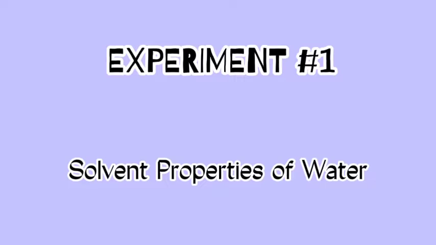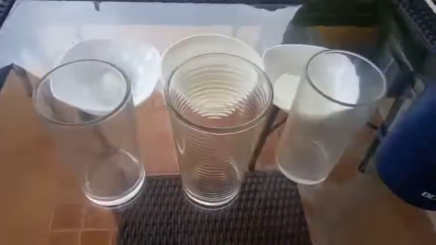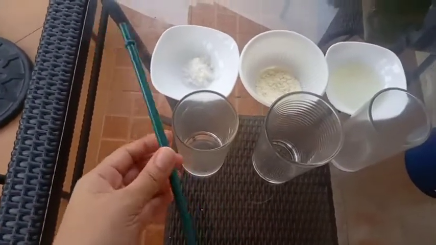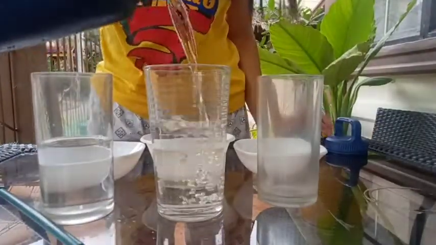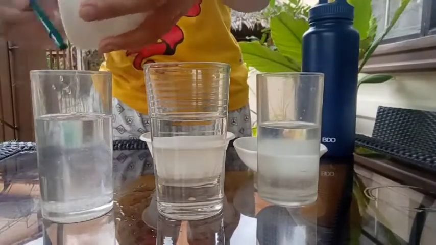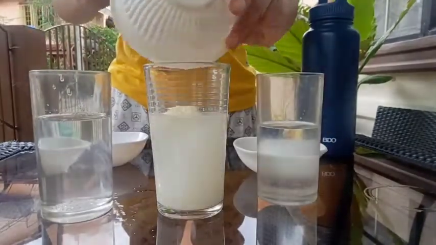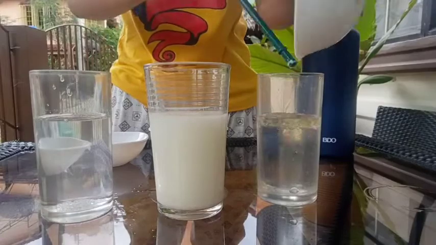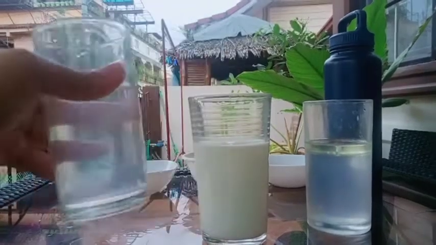For the first experiment, we have the solvent properties of water. In this, we will be having 3 glasses, water, salt, baking soda, oil, and the stirring equipment. Fill the 3 glasses with the same amount of water. Now, put the salt into the first glass and stir it gently. On the other glass, pour out the baking soda and stir it as well. Pour the oil into the last glass and stir it gently. Now, after 5 minutes, observe what happened.